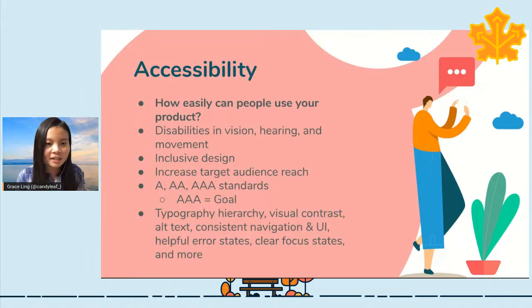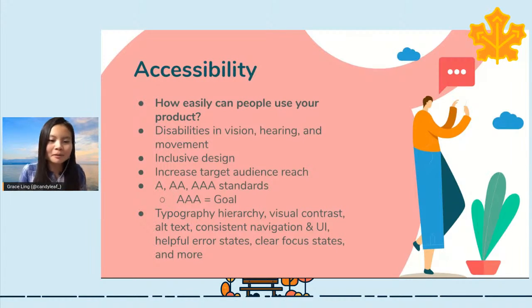Let's say you're an engineer. And let's just say people are using a screen reader. It's important to add alt text to images so that they can understand what the image is, and little things like that. So accessibility touches engineers, product managers, and designers to think about, to increase your target audience reach. And there are definitely standards like AAA as the goal. You can look these up. There's a huge list and a lot of studies done on this as well by WCAG, which is an organization.